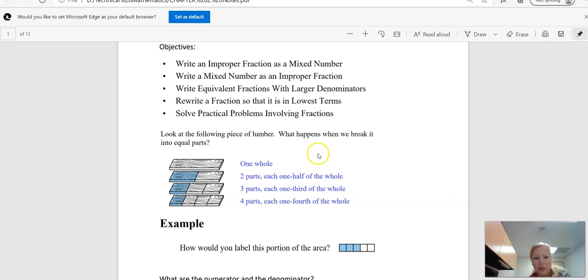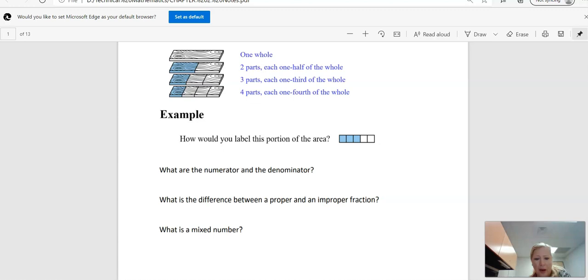So I've got a picture here that describes fractions, and you can see this board is just one whole board. The blue part of this board, they basically cut the board in half, so we've got two parts, so we would consider this blue part 1/2. Now they've cut it into three parts, so we would consider the blue part 1/3, and then we've got four parts, so we would consider that blue piece 1/4.